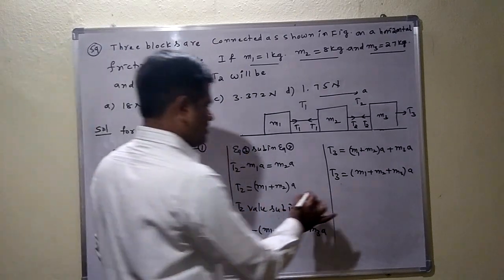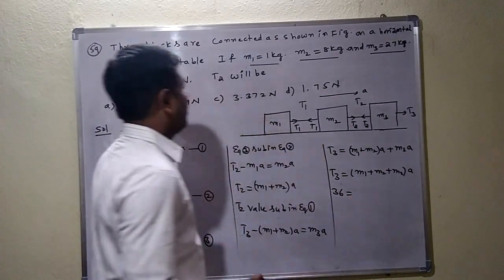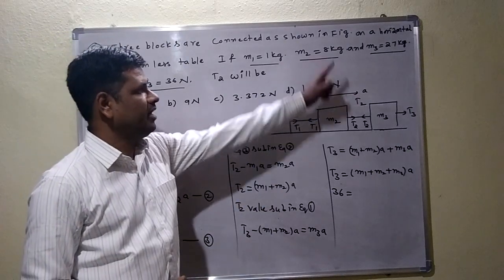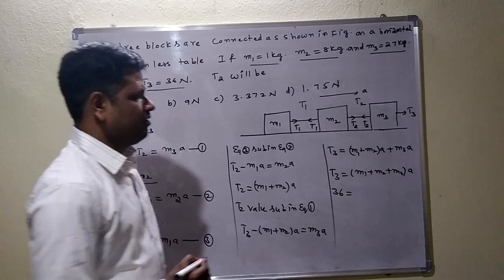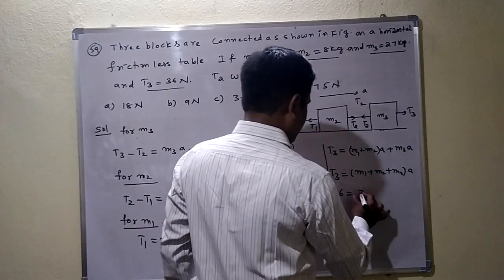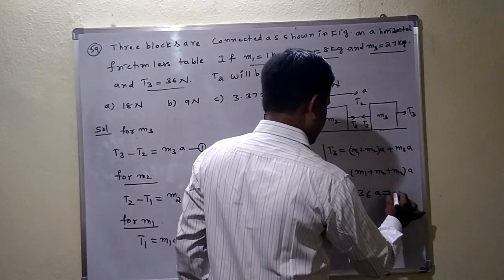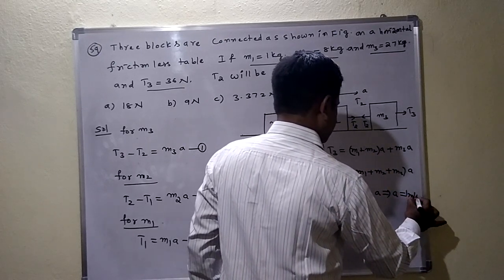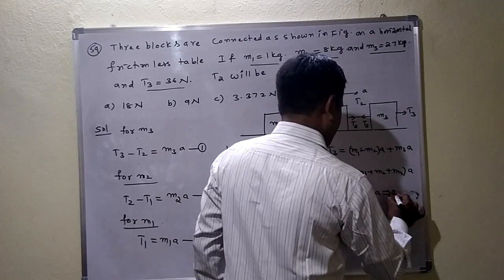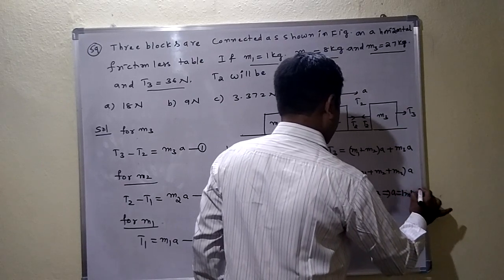Substitute the T3 value here. T3 value is 36, so 36 is equal to M1, which is 1, plus M2, which is 8, plus 27. 1 plus 8 is 9, and 9 plus 27 is 36. So we write 36A. From this we get A is equal to 36 by 36, which is 1 meter per second square.